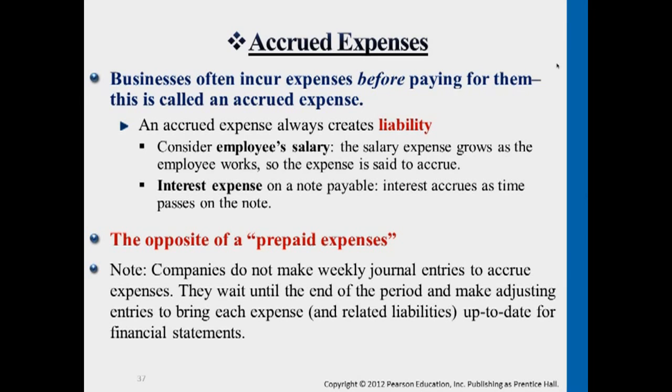Here's a note. Companies do not usually make weekly journal entries for these types of accumulated expenses. We wait until a certain date, and typically that's before we give out financial statements. So by May 31st, or June 30th, July 31st, the company will be clearing these entries, making sure that the accumulated expenses, the prepayments that have expired, and the depreciation expense that has to be recognized are all brought up together before financial statements.